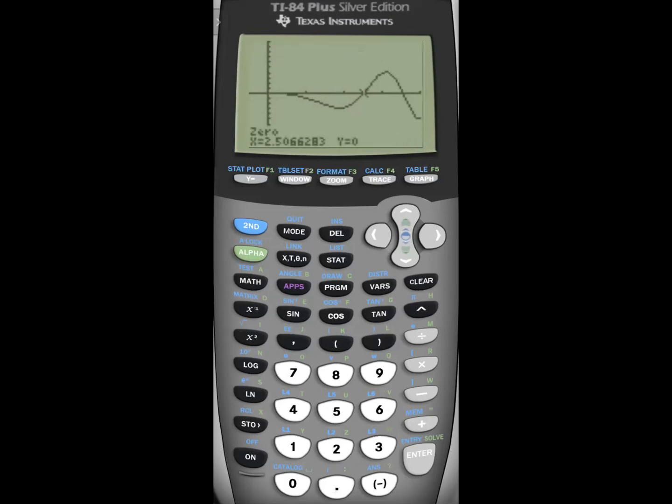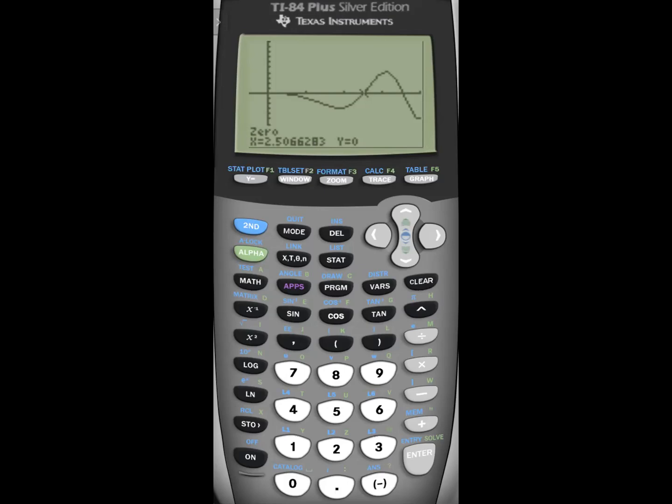We can see 2.506, 2.507. Here's the thing about the AP exam: they will take truncation or they will take rounding. Both are okay. So if you write 2.506, or 2.507 because you round it up, both of those are totally acceptable.